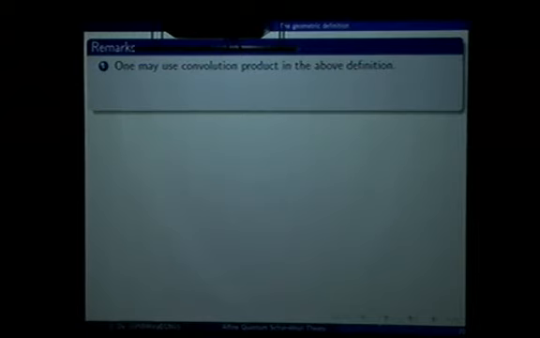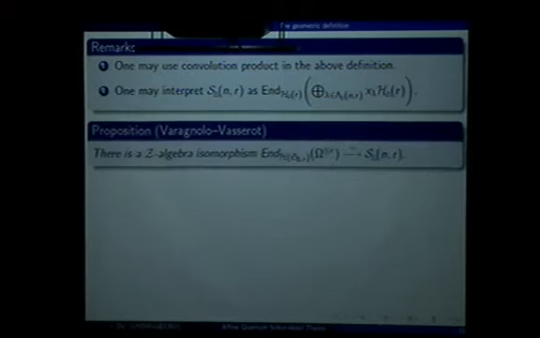I said when we use the convolution product in the above definition, you can make the definition more geometric in flavor. You may interpret this definition as follows: I have already introduced the affine Hecke algebra. Then you take the trivial representation corresponding to the Young subgroup lambda, induce up, take a direct sum, and take the endomorphisms. So that's the same. What I want to say is, in VV's paper, there is a Z-algebra isomorphism between this geometric definition and the definition I gave before. So that's the affine Schur-Weyl algebra, and I need some notations to tell you some nice properties about this algebra.